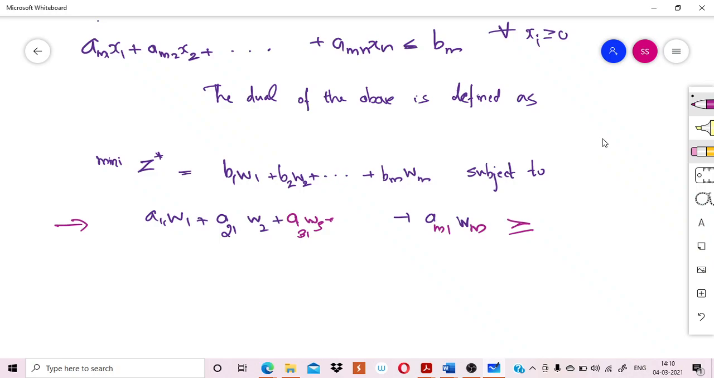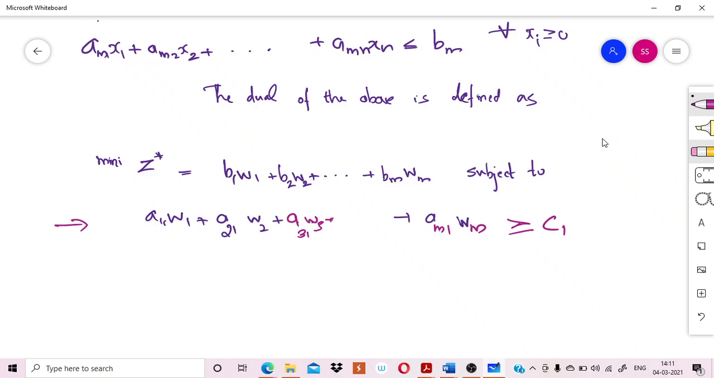Max z is equal to min z star, and your less than or equal to sign became greater than or equal to. So greater than or equal to, and the right hand constants you can swap with the cost coefficients, that is c1, c2, c3, etc. So here it is c1, right? Yes. C1. So similarly, we have A11.